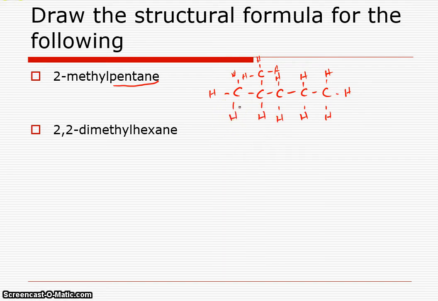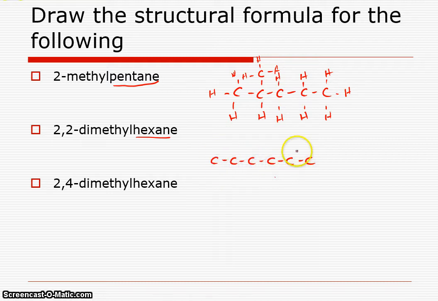Our next one is 2,2-dimethylhexane. Hexane is our parent chain. Hex is 6, so I'll have 1, 2, 3, 4, 5, 6. 2,2-dimethyl. Here's 1. Here's 2. That means I have 2 of them here, and they each have a methyl group.